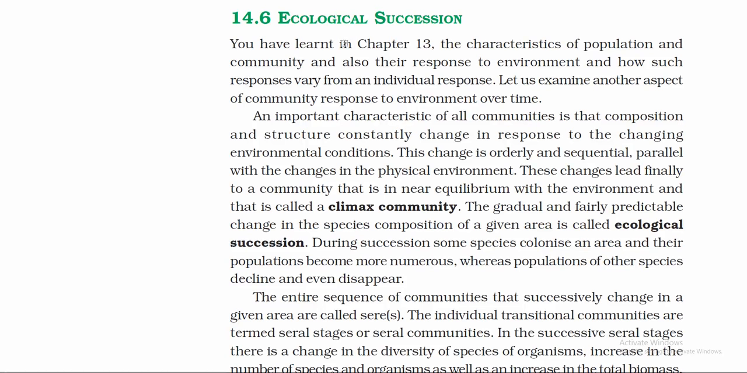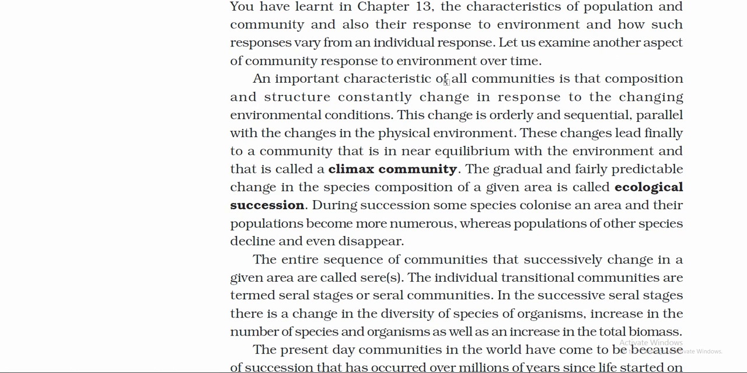Ecological Succession 14.6 Ecological Succession. You have learned in chapter 13 the characteristics of population and community and also their response to environment and how such responses vary from an individual response. Let us examine another aspect of community response to environment over time.